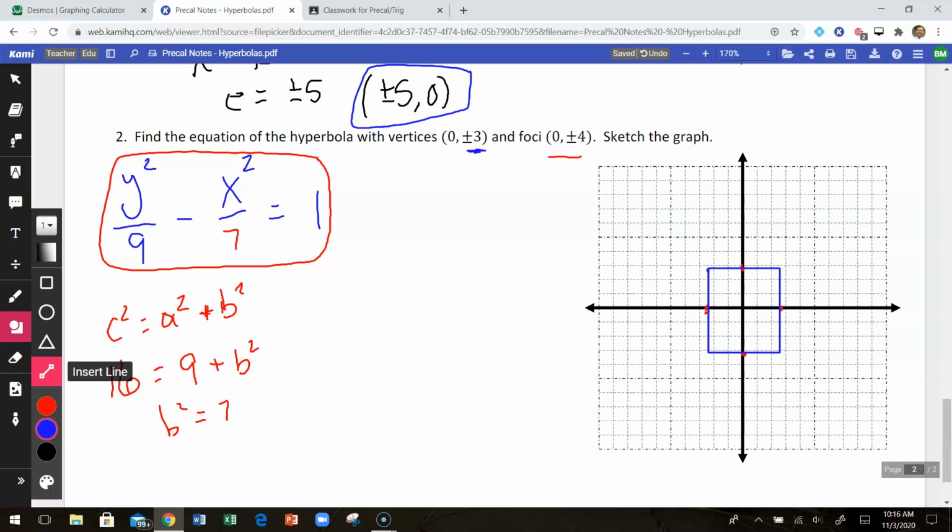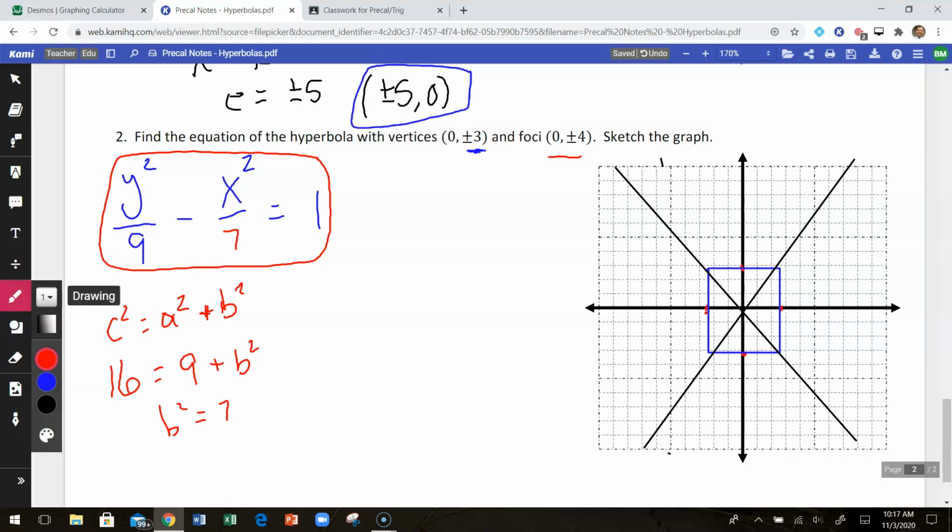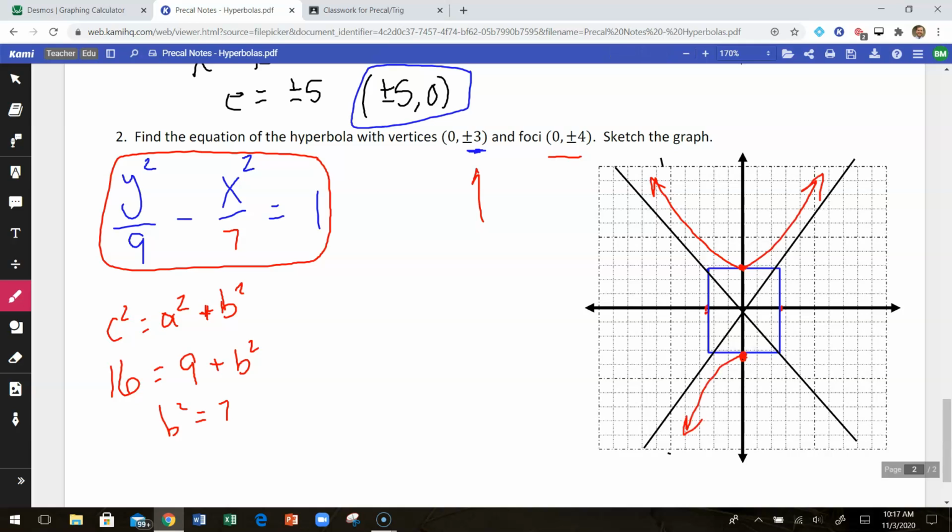The asymptotes, I'm going to go through the corner here. So that's going to look something, it's off a little bit, it's going to look something like this. And again, that's off by quite a bit there. Something like that. So we have our asymptotes. And then again, how is the orientation defined? The orientation is defined by which one is positive. In that case, that's our y. And again, I know it's because of that being plus or minus 3 as a y coordinate. So my vertices are here, and we're going to have our hyperbola vertical in orientation.